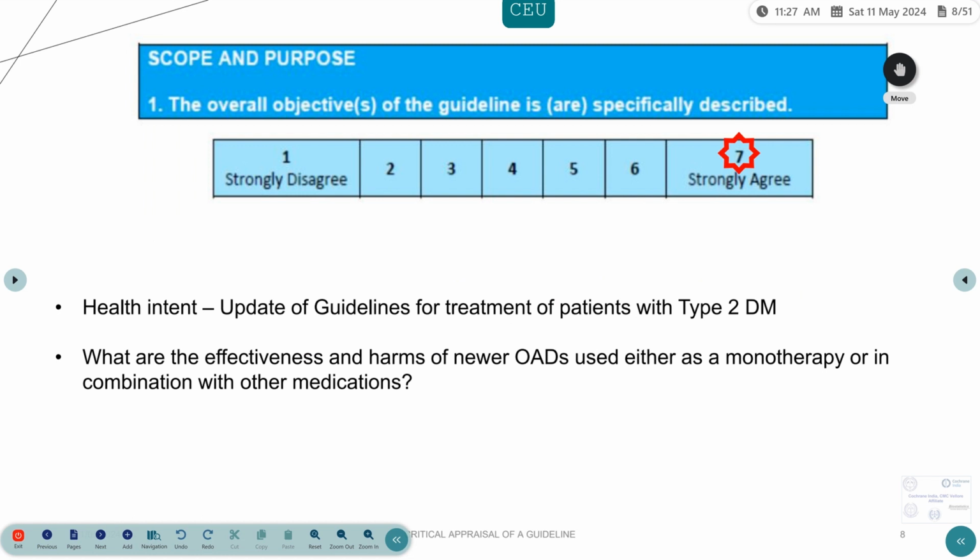The first question is whether the overall objective of the guideline is specifically described. I have rated it as 7 because they have put it in the guideline that the intent is to update the guidelines of treatment of type 2 diabetes according to ACP. The last guideline by ACP was in 2017. They have updated it now and re-released it as a new one. So that is the intent of this guideline. And the research question they have thought about is what is the effectiveness and harms of newer OADs used either as a monotherapy or in combination with other medications, and they try to answer this question in this guideline.